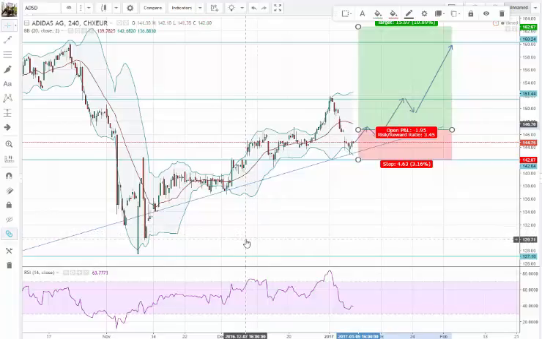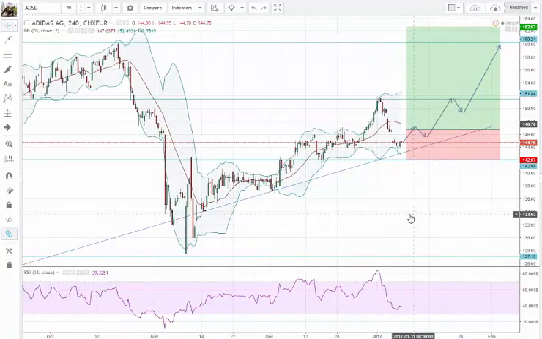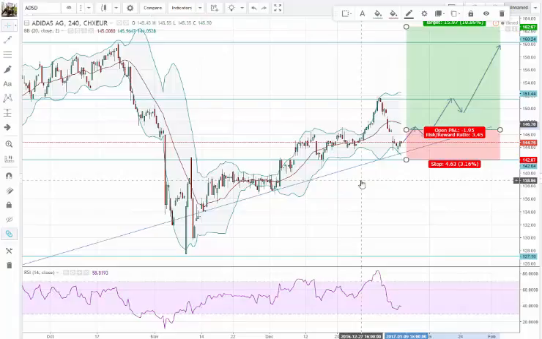I think it's a pullback. I think Adidas is showing us a great opportunity next week. I'm going to draw in some more things to paint the picture very clear, so I can show you in just 1 minute on Instagram as well what I think we see over here.